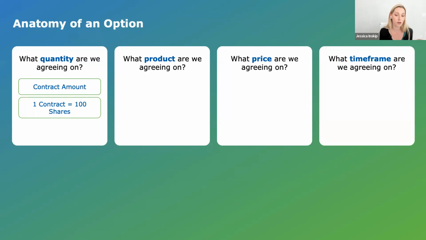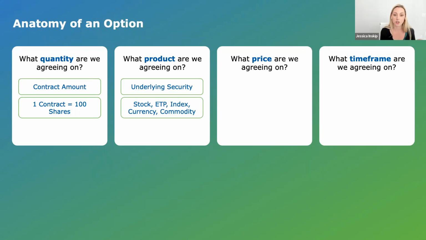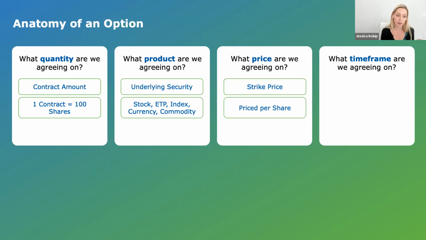It's generally one contract will represent 100 shares. The product is the underlying security. That can be a stock, an exchange traded product, fund, note, index, currency, or commodity. The price that we're agreeing on is considered the strike price, and that's priced on a per share basis. So if one contract represents 100 shares, the strike price may be $100.